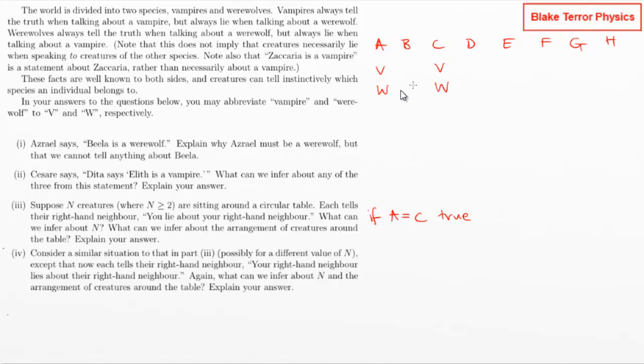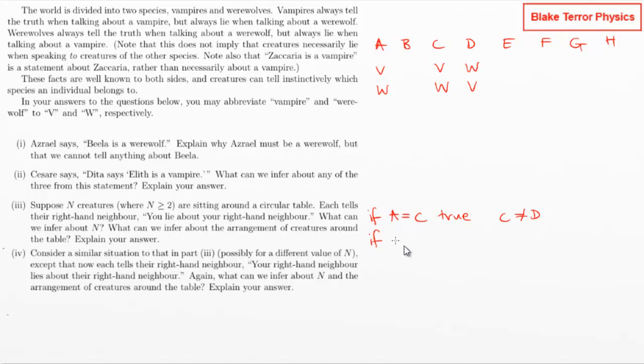Well, we don't really need to do both because these are going to be completely interchangeable. Doesn't make any difference, does it? Because V and W we can just swap for each other, but still I've written it out now, so I'll just leave it there. They're telling B, your right-hand neighbour lies about their right-hand neighbour, so that would be true, so that must be different. That means that C is not equal to D.